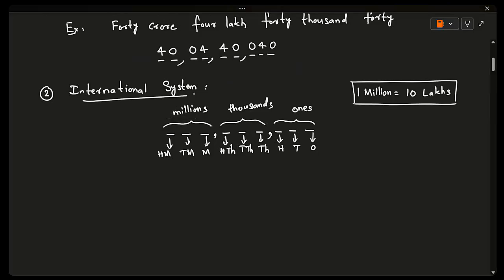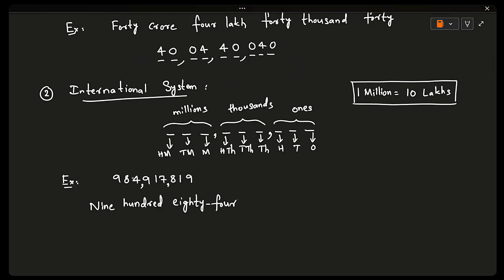Now let's take some examples for writing number to words and words to numbers. First, let's take a number and write it in words in the international system. But before writing into words, separate the periods for writing easily: 3 digits separated, 3 digits separated. First write the name of the number: 984.